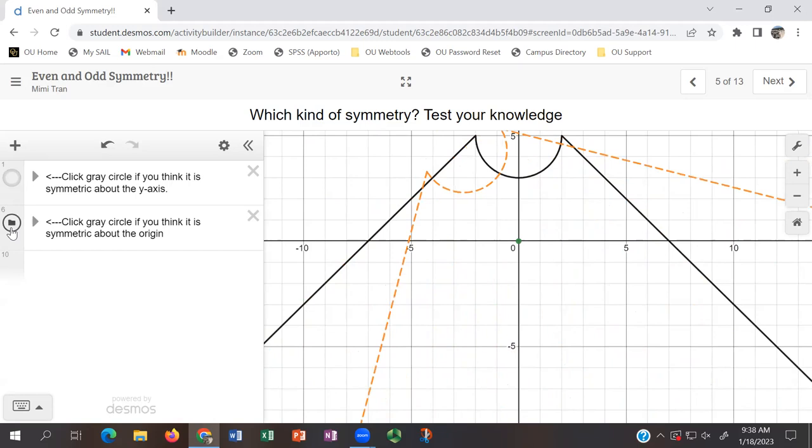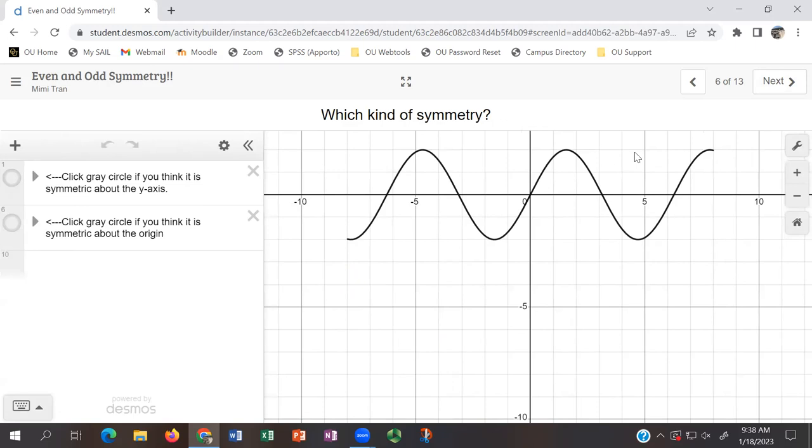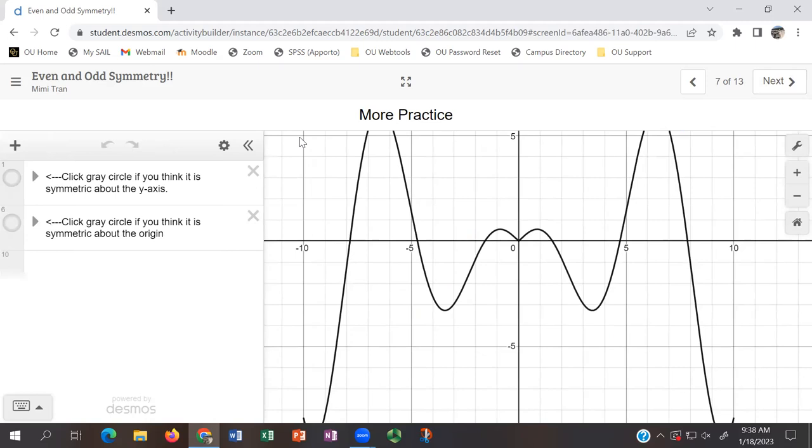This one, just like the last. Odd, right? So this point right here at the top is kind of a mirror image about the origin at this point. It's odd. If we rotate it 180 degrees, it should match back to the original. This one right here: even, right? Flip it, and it should match up to the original.